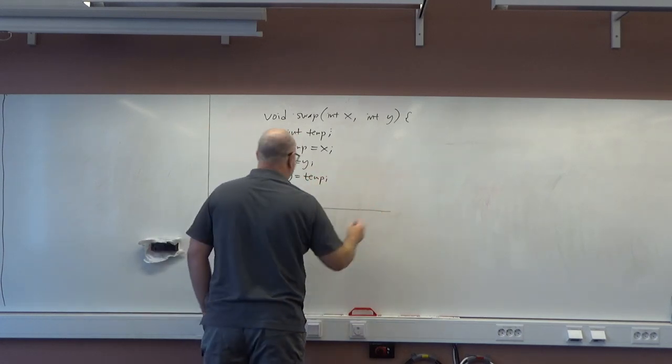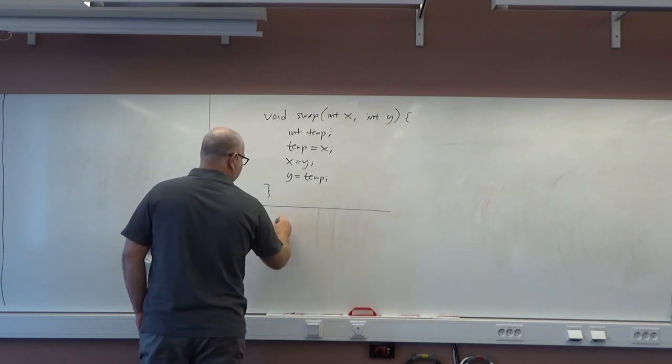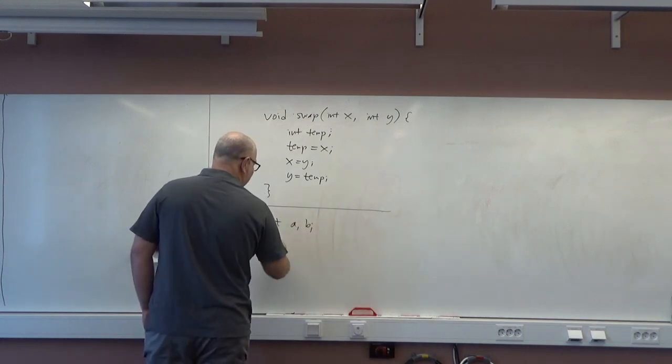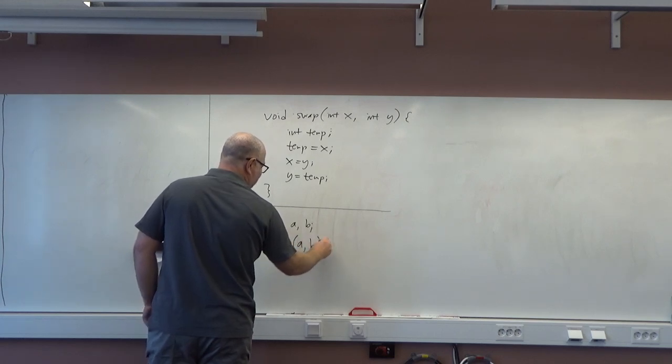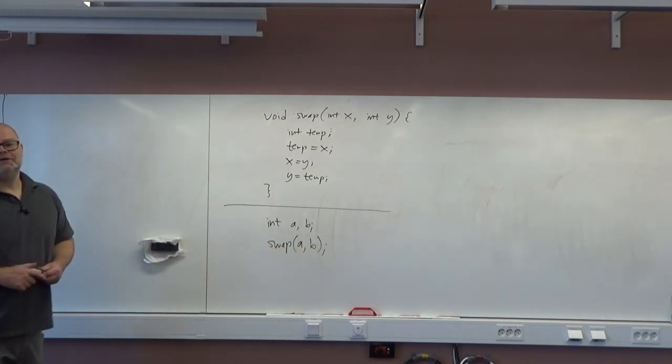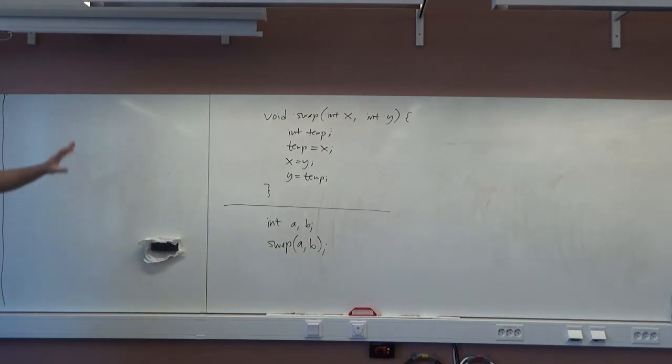And then later in my program, I have a couple of variables. Let's call them A and B. And then I swap A and B using this call, assuming normal C, or actually C++, or Java, or C sharp. I think it's the same in all those languages that look the same. Why does this swap not work?